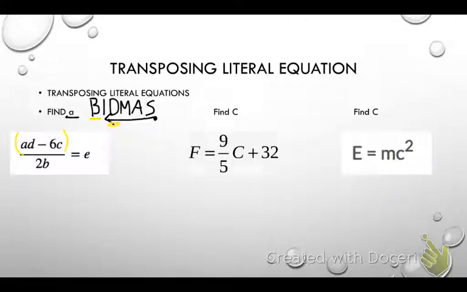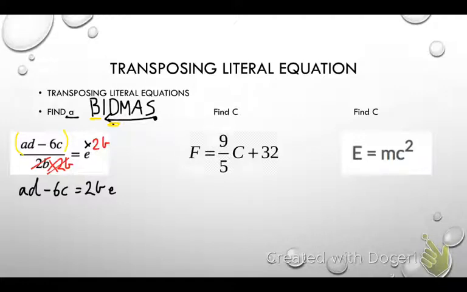So the first thing I'm going to do is get rid of that dividing by 2b. The opposite of dividing by 2b is of course multiplying by 2b. I'm going to times by 2b here, and I'm going to times by 2b on the right hand side as well. Dividing by 2b and timesing by 2b cancel each other out. So what I have left at the end here is AD minus 6C equals 2BE, with a little times up there just to make it clear.